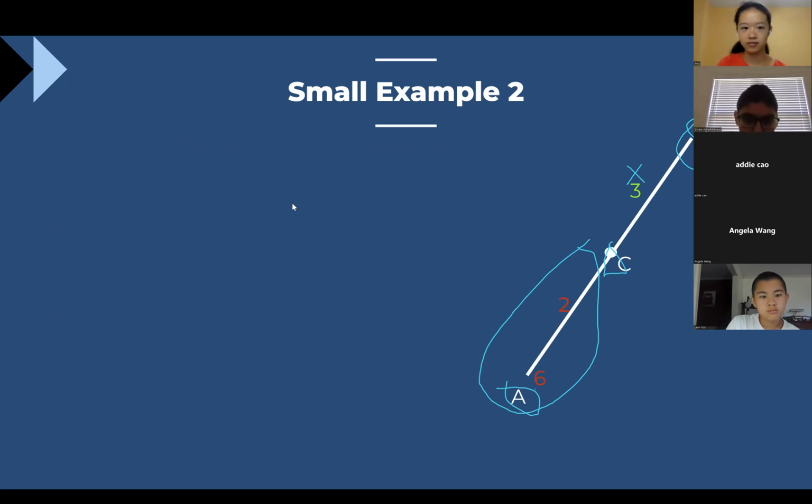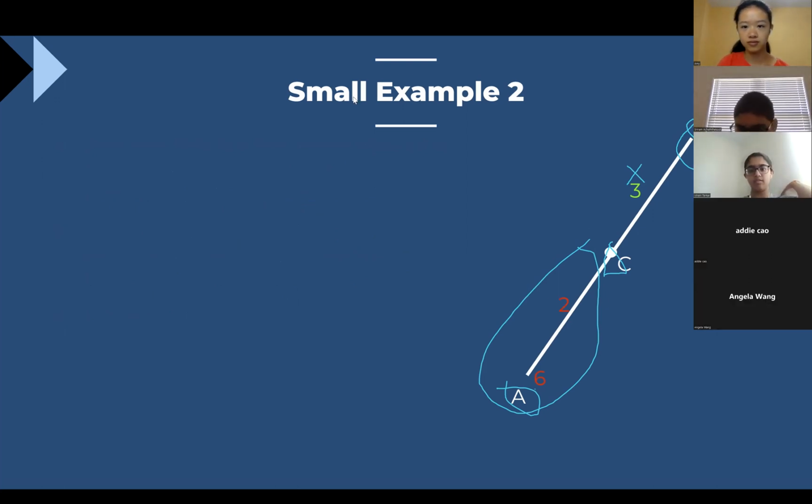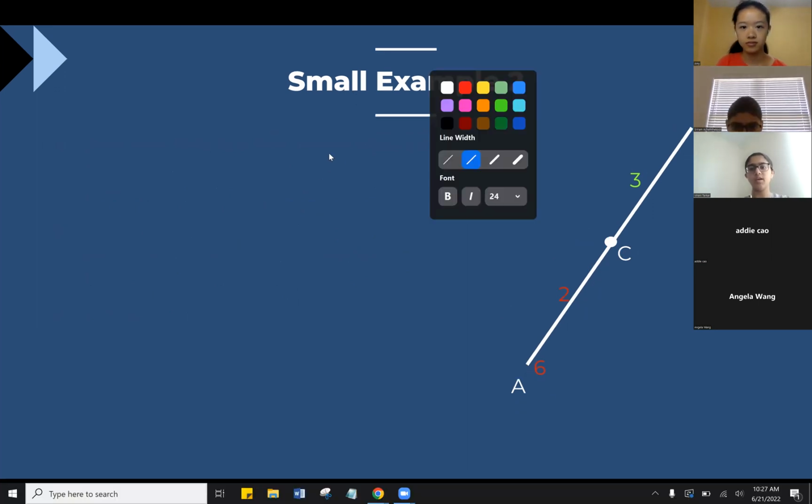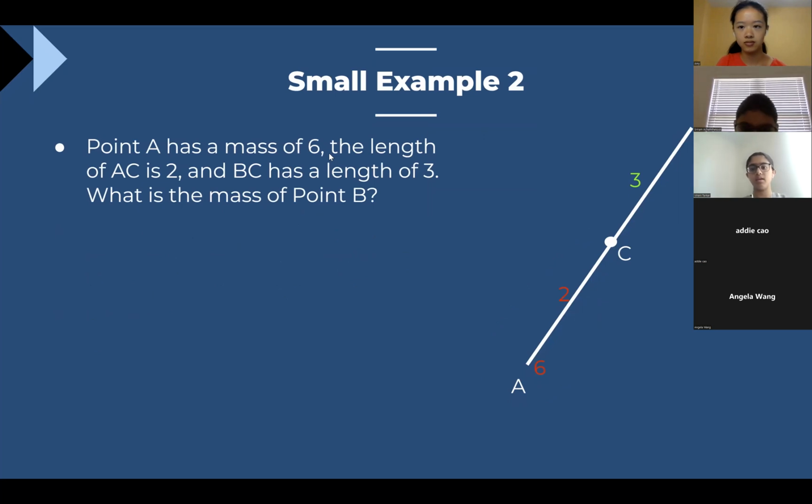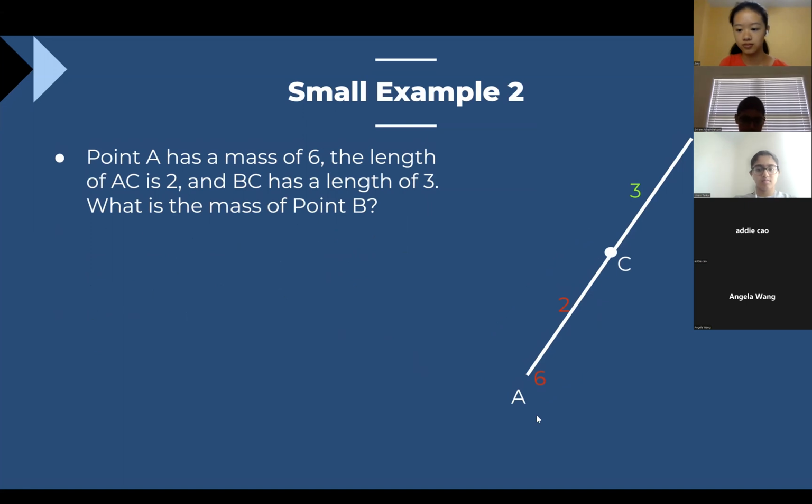Okay, so for example 2, point A has a mass of 6, the length of AC is 2, and BC has a length of 3. What is the mass of point B? Okay, I'm seeing a lot of correct answers. So 6 times 2 is 12, right? And 3 times the mass of B should also equal that. So 12 divided by 3, the answer would be 4.